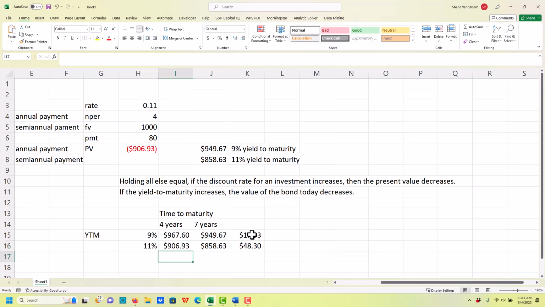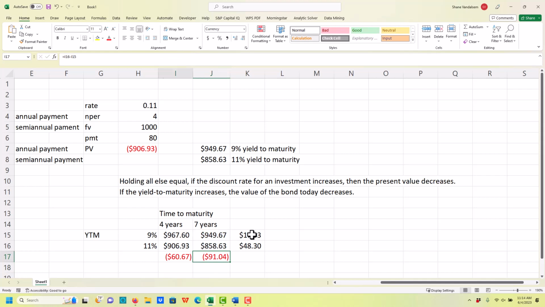Now, if the yield to maturity changes, and this happens quite frequently, usually a 2% yield to maturity change does not happen that quickly. But if we had 4 years left to maturity and the yield to maturity on this bond went from 9% to 11%, okay, so I'm going to subtract the value at 11% from 9% because it would be an increase here. The value of that bond would fall by $60.67. Again, if the yield to maturity went from 9% to 11%, the value of the bond would drop by that amount. And in this case, it would drop by, with 7 years left to maturity, $91.40.